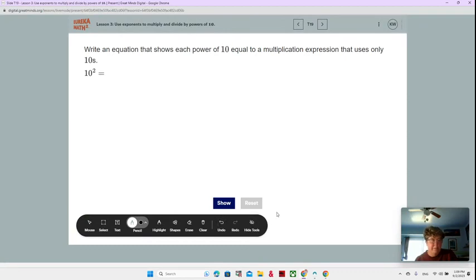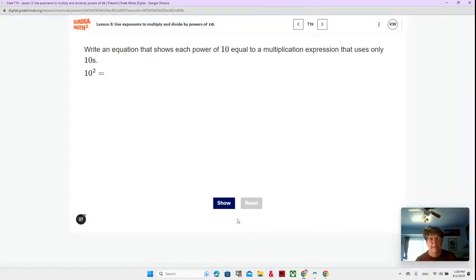So 10 to the second power, it's also called 10 squared. You're writing that down. And that is 10 times 10. Okay, so please make sure you're writing that down. Leave yourself some space because we've got a few to record, so write kind of small. 10 to the second power, 10 squared, is 10 times 10. All right, how about 10 to the third power? What equation does that equal?